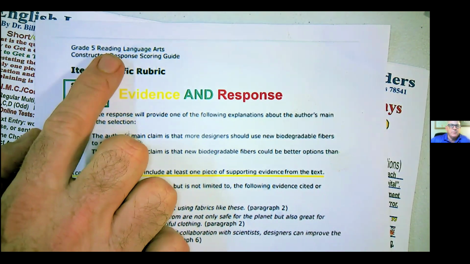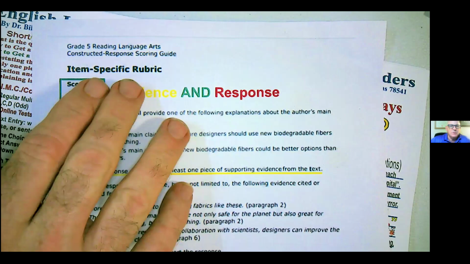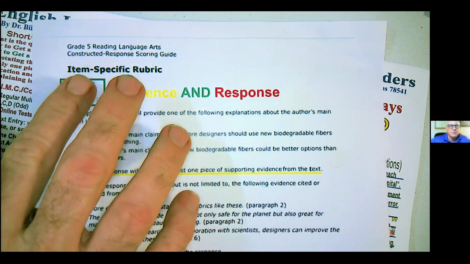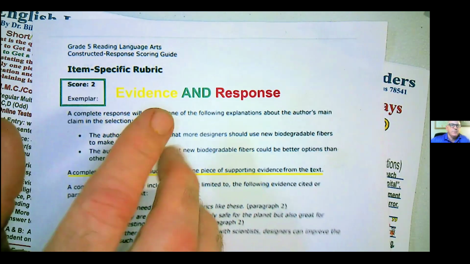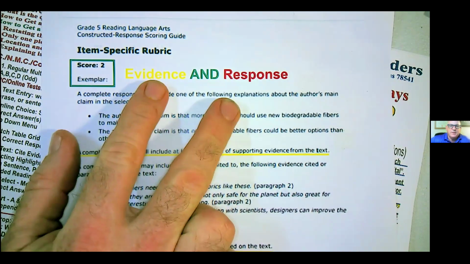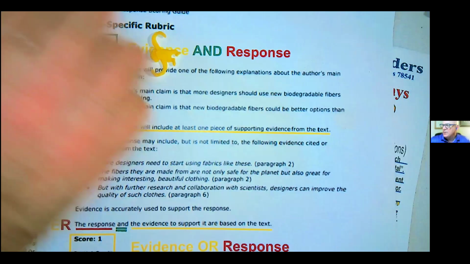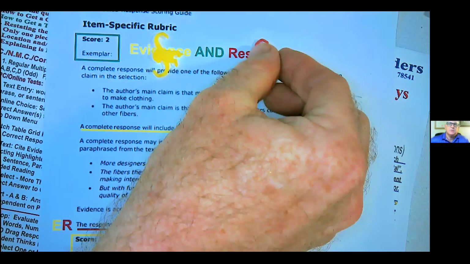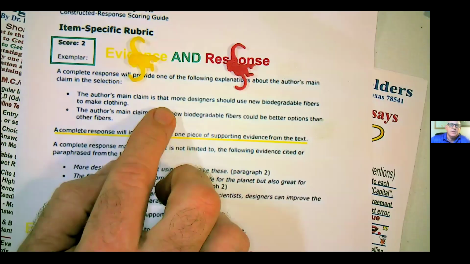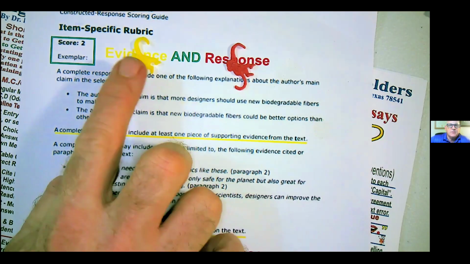But the reading is only based on organization, but not development or conventions. You just have to have two things. For a 2, and in all cases, I want the evidence to represent the color yellow and the response to represent the color red. And the cool thing about these monkeys, they look like the letter S for a sentence.